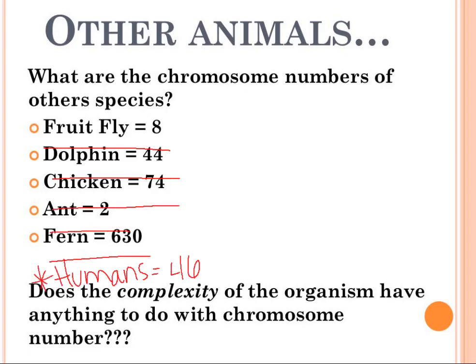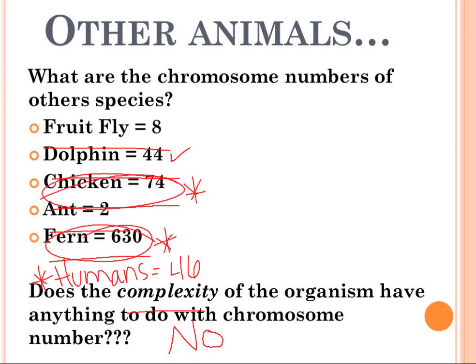So does the complexity, remember complex is how unique or how many different functions you have. So like we said, a human's more complex than like a snail. Does the complexity of the organism have anything to do with chromosome number? The answer here is no. Because if you look, we have 46 and we're pretty in line with dolphins there. But chickens are not as complex as we are, and they have 74. Or you look at a fern, this is a plant, it doesn't move, it doesn't do any of the processes that animals do, which has 630. So just keep that in mind, that no matter how many chromosomes a species has, it doesn't really have anything to do with the complexity.